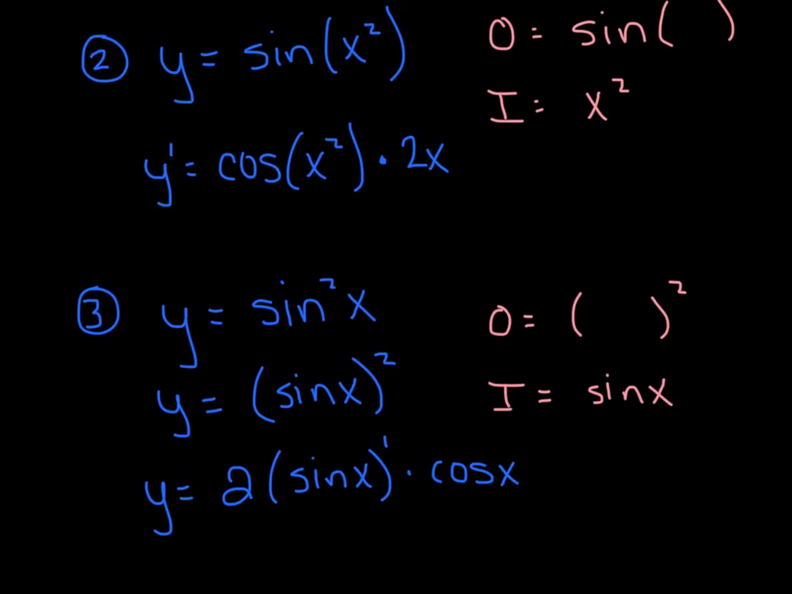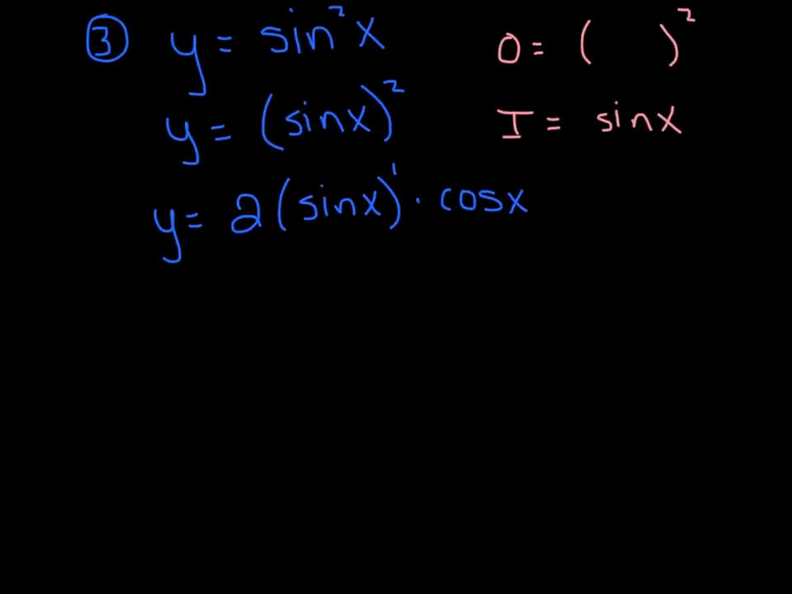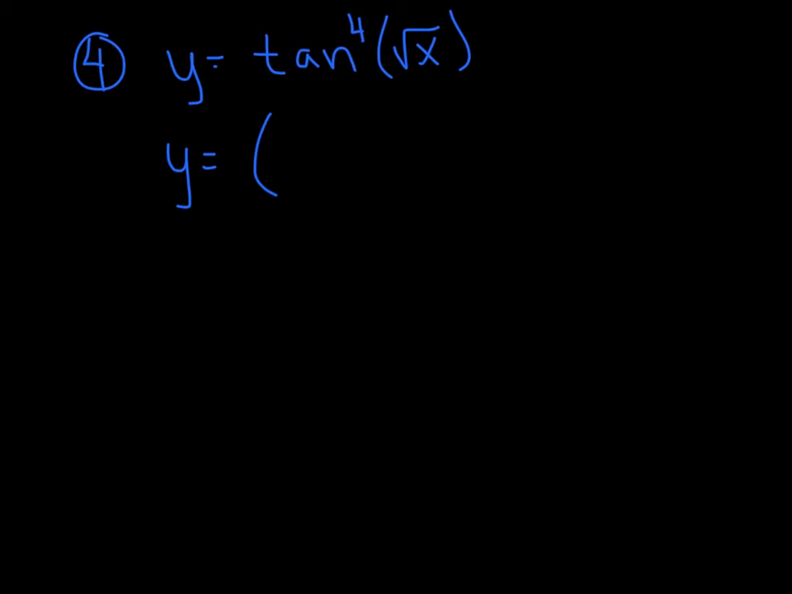Why don't we jack it up just a little bit, and we'll try one more where there's an outer, an inner, and a middle function. Check out this obnoxious one right here. Let's say y equals tangent to the 4th power of radical x. Again, I'm just going to rewrite this so I feel a little more comfortable with it. It's going to be the tangent of x to the 1/2, and that entire expression is being raised to the 4th power. So, here we go.